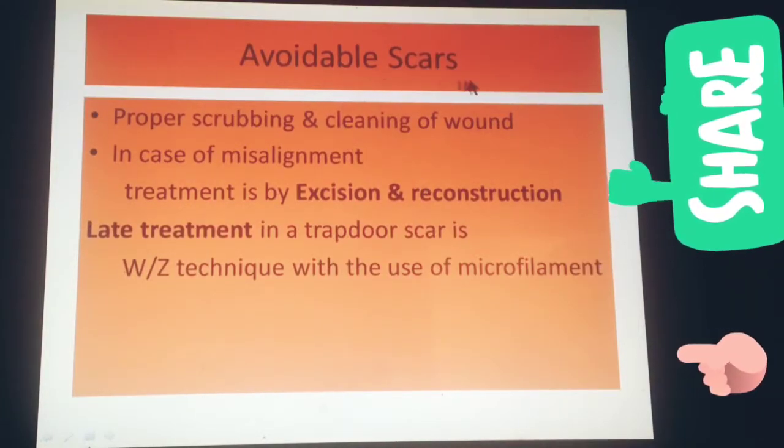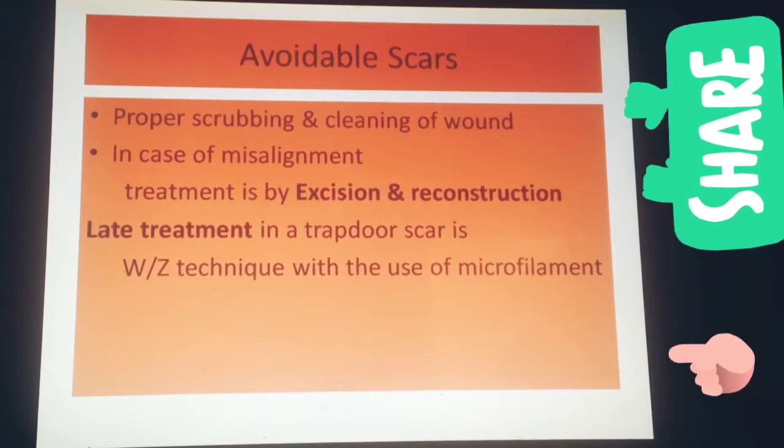Now, what are avoidable scars? How can you avoid scars? You can avoid scars by properly scrubbing the respective area where a wound has been formed and by cleaning up the wound. And if later on there is misalignment, we can treat it by excision and reconstruction. If your scar has already been formed and is a trapdoor scar, we do the W and Z technique. We do this with the help of microfilaments.